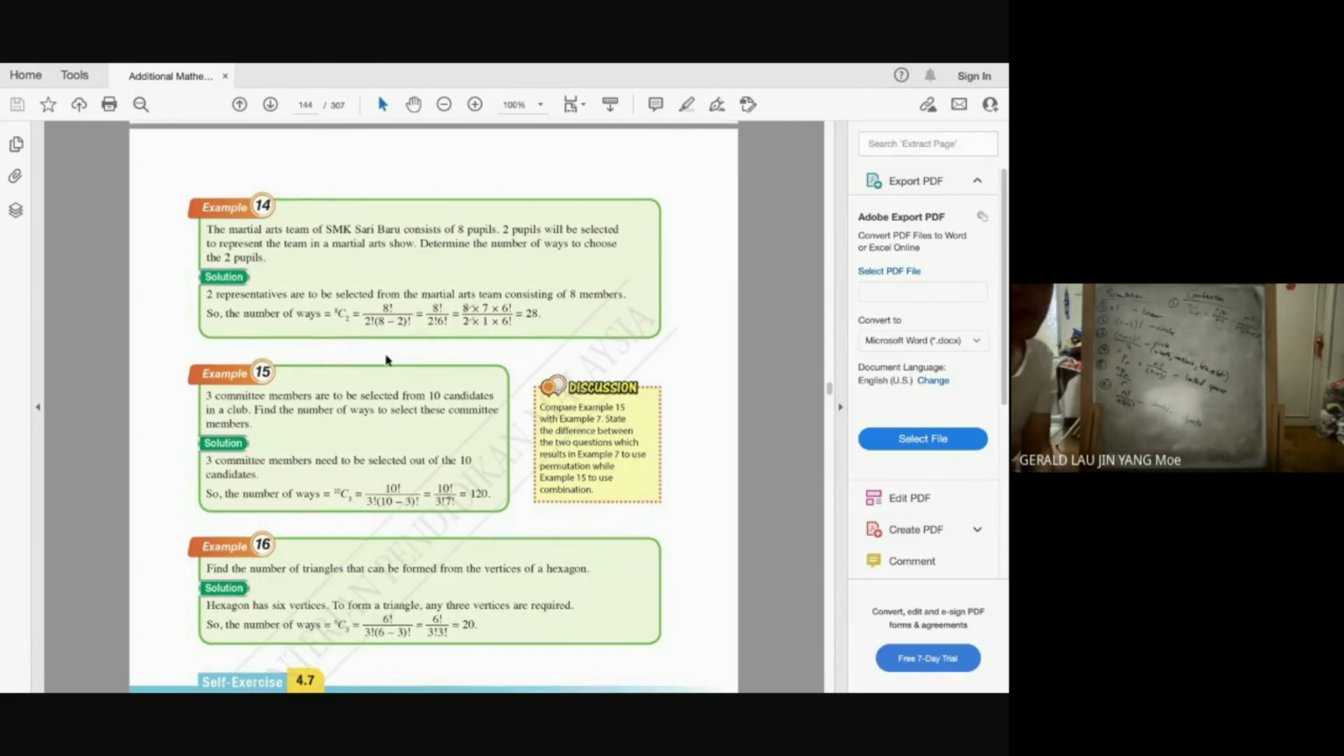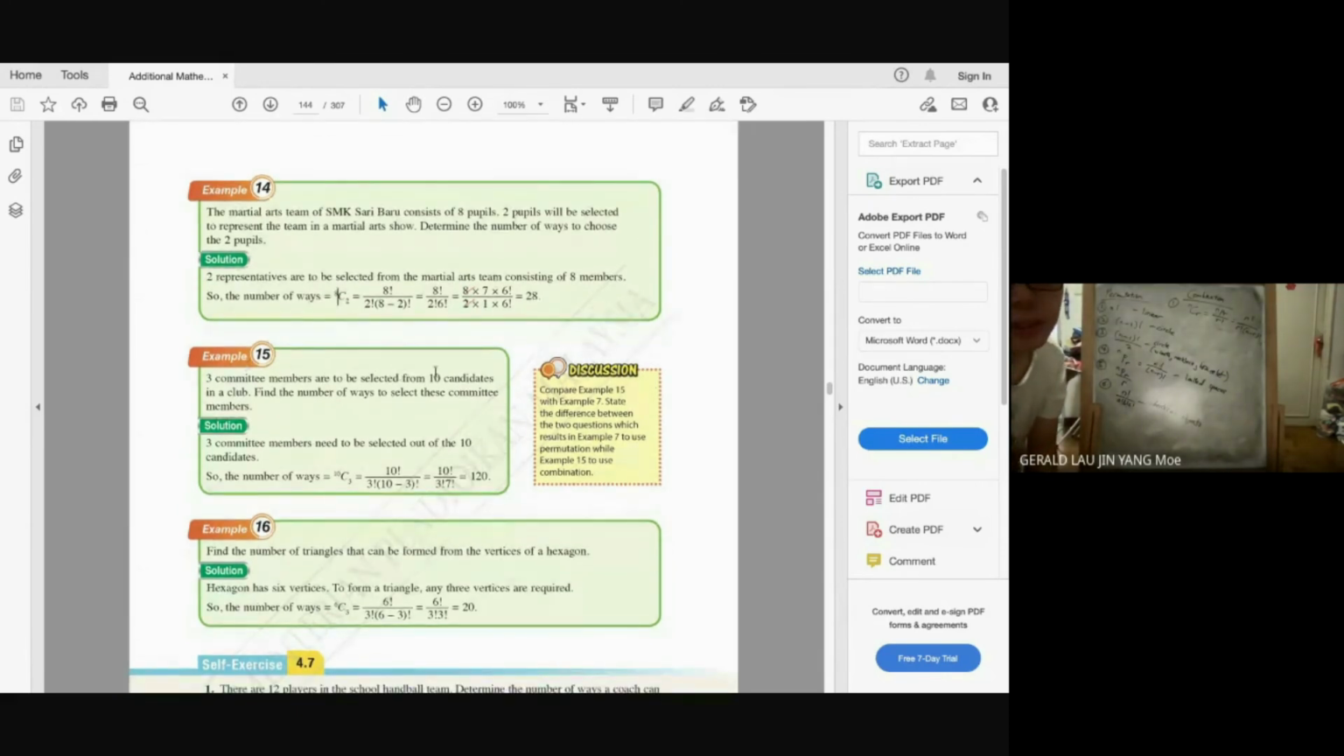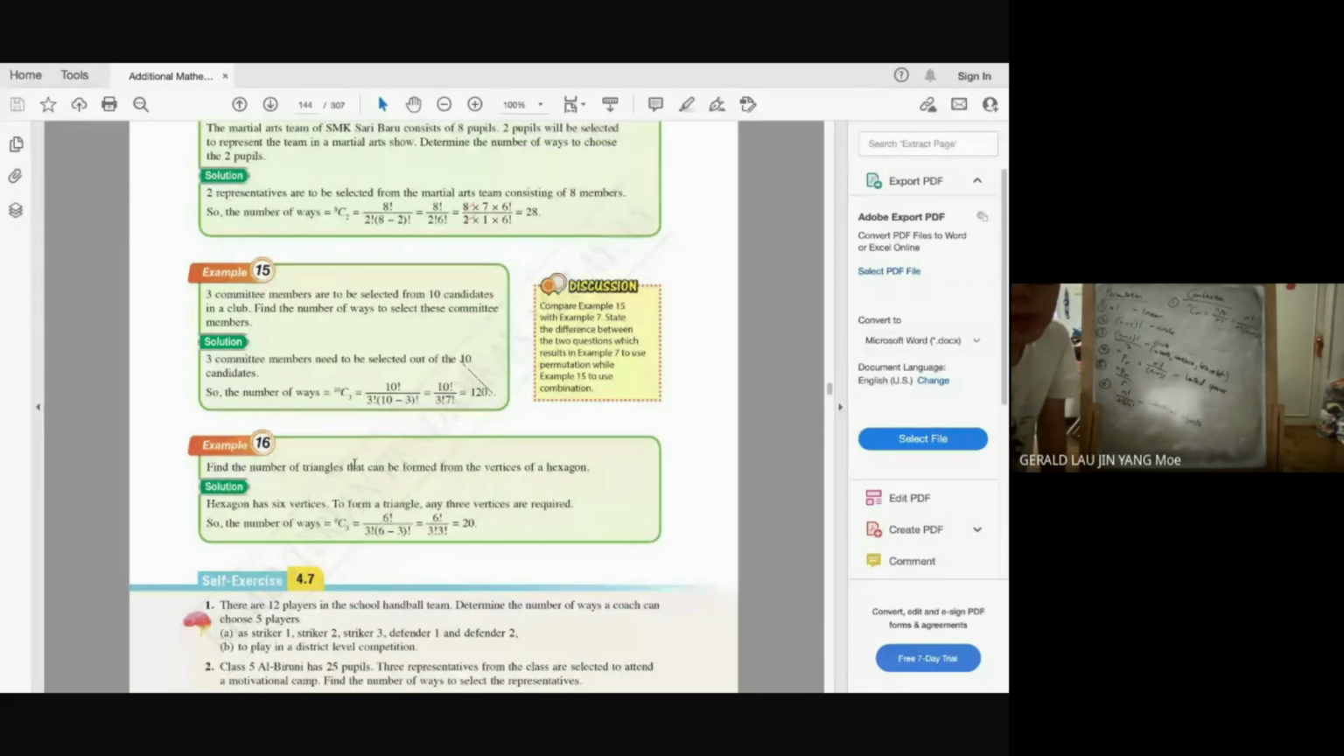Okay, example 15. 3 committee members are to be selected from 10 candidates in the club. So 10 candidates, but only 3 spaces. So 10C3. Find the number of ways to select these committee members. 10C3, 10 factorial over, you use the formula, then you get 120 ways. So in exam, if this kind of question comes out, you have to know yourself whether it's combination or permutation.